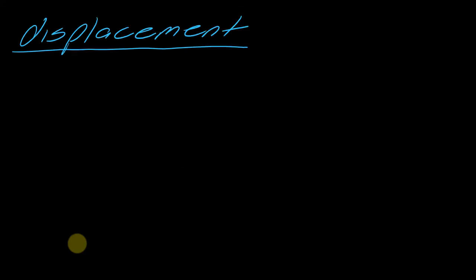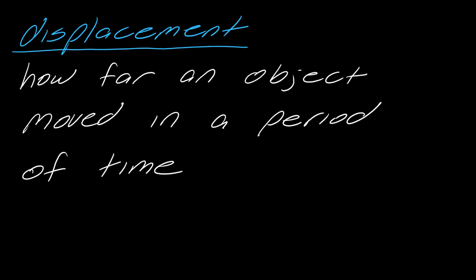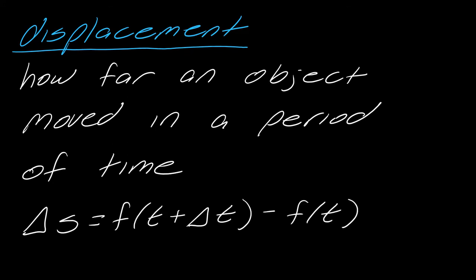So from position, we have the idea of displacement. Now, displacement is how far an object moved in a period of time. The object started here, it moved over there, and this is how we measure that. So it's really a very basic idea. You have this delta S, that's how you say this, delta S. It's F of t plus delta t minus F of t.